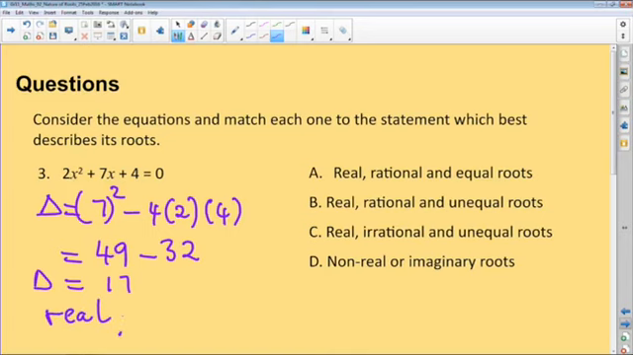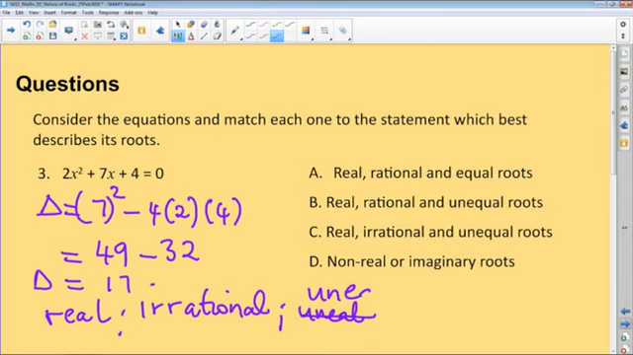All right, and now you've got under the square root. Remember, this is x equals minus b plus minus square root of b squared minus 4ac. So that square root, you have root 17, so it is irrational. It's not a perfect square. And then, because it's not 0, it's unequal roots. Okay, unequal. Right, so you get C there.